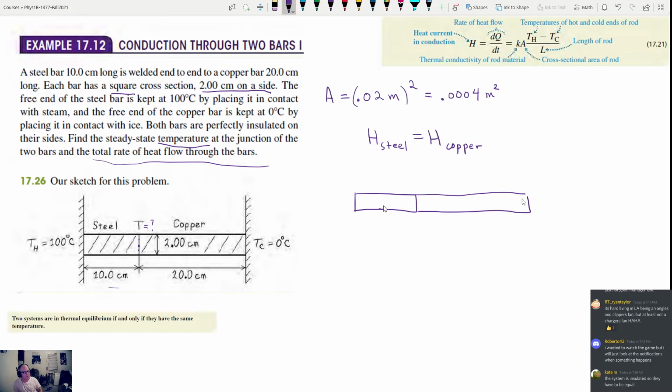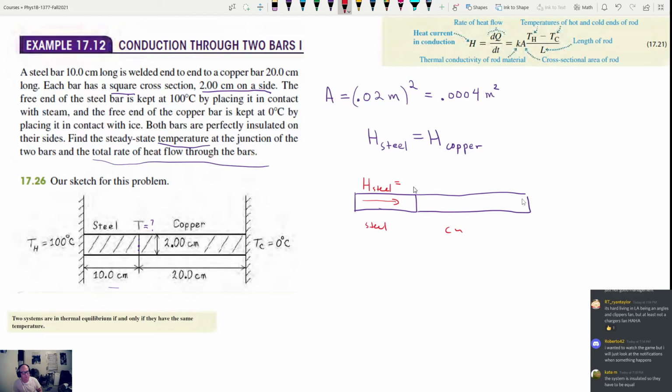The system is insulated, so they have to be equal. Okay. So let's suppose that I tell you, so this is steel. This is copper over here, okay? Let's assume that they're not equal and see what will happen. Let's see if that leads to an illogical conclusion. Does that make sense?